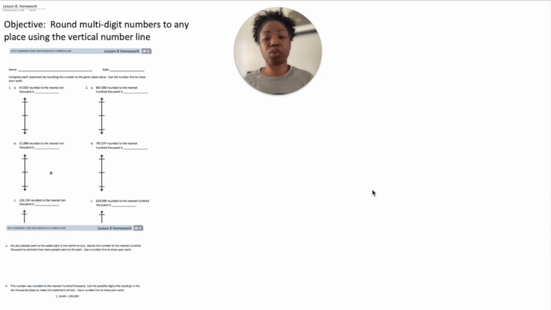The objective is to round multi-digit numbers to any place value using a vertical number line. And that's Lesson 8 of Module 1. Let's jump right into it.